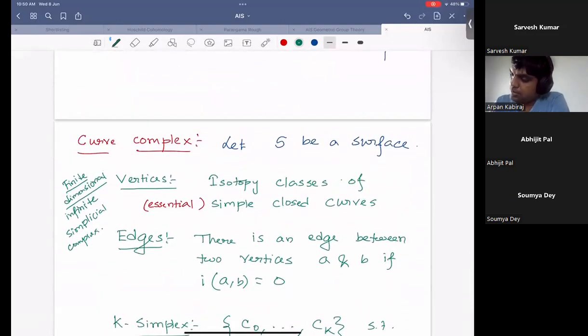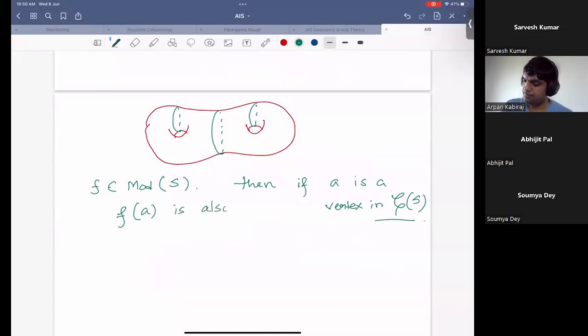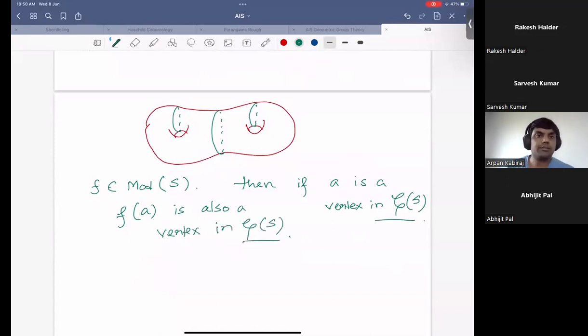So let me use the notation C of S. This is the notation I'm going to use for the curve complex. So suppose I take A, which is a vertex in the curve complex. It is an isotopy class of simple closed curve. So then f(A) is also a vertex, because if you take a mapping class, yeah, that is correct.